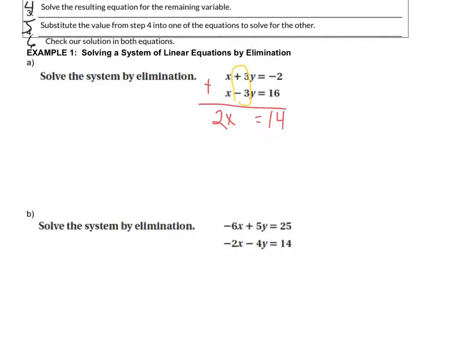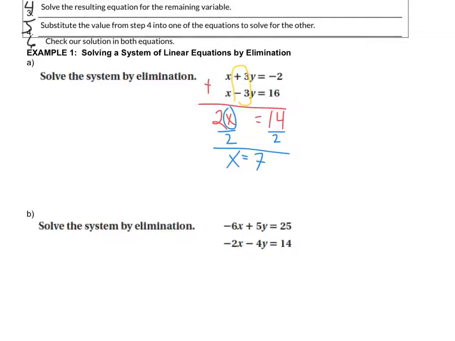So then we look at step 4, solve the resulting equation. So this is the resulting equation. I just solve for x now. So we know to divide by 2, and I get x equals 7.